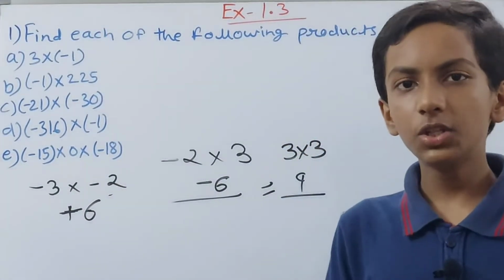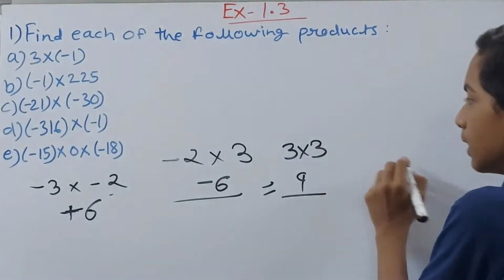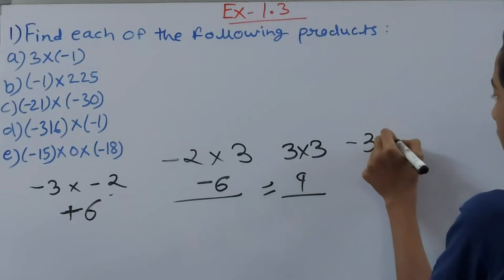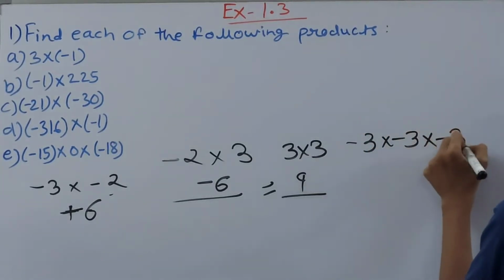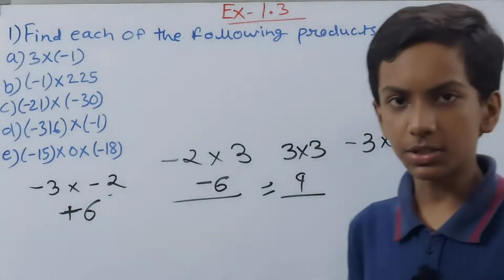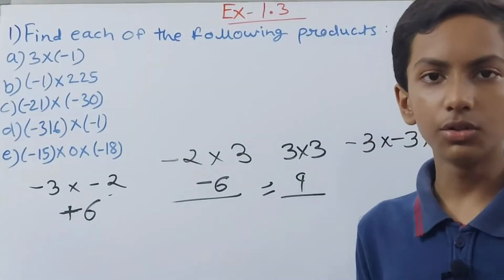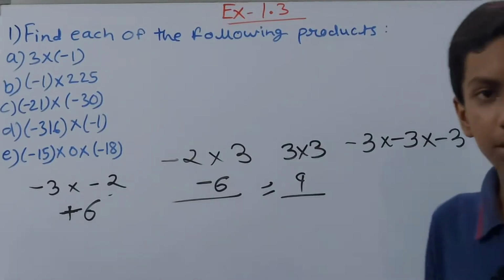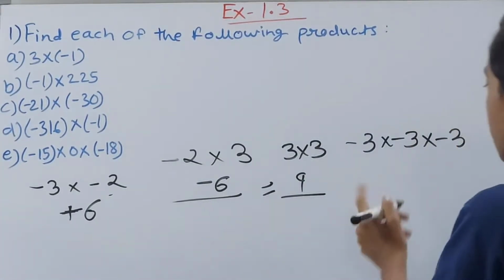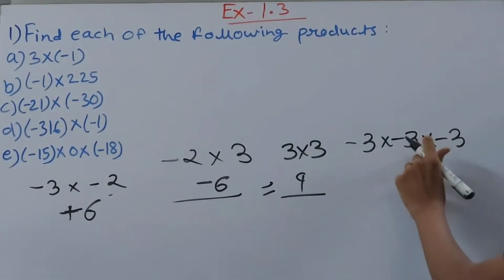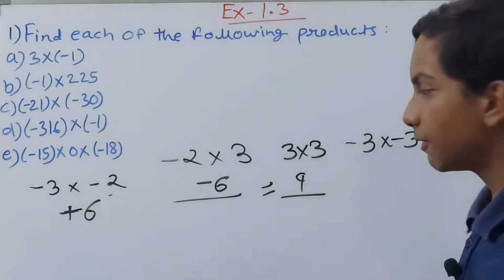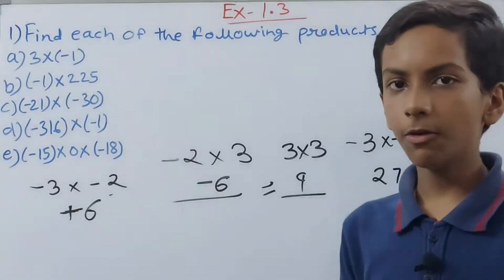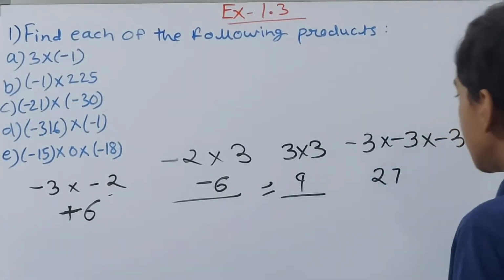Now if we have three negative integers, suppose I take minus 3 into minus 3 into minus 3. What are we going to do? First of all, we again multiply all the threes, as we always do, and write the number without any sign. So 3 into 3 is 9 and 9 into 3 is 27. Now we come to the part of putting a sign.